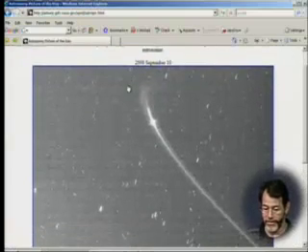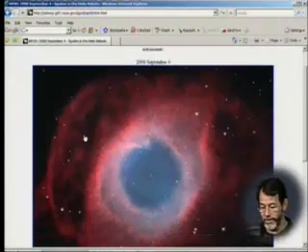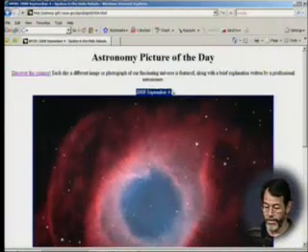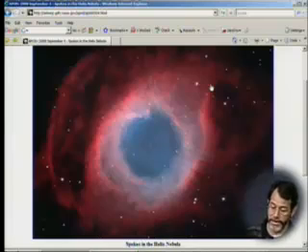So we can think about what this is, though. So let's go back in time to, I believe, this is last Thursday. So this is the astronomy picture of the day for last Thursday, September 4, 2008. And this is spokes of the Helix Nebula. So the Helix Nebula is a really cool nebula on the sky.